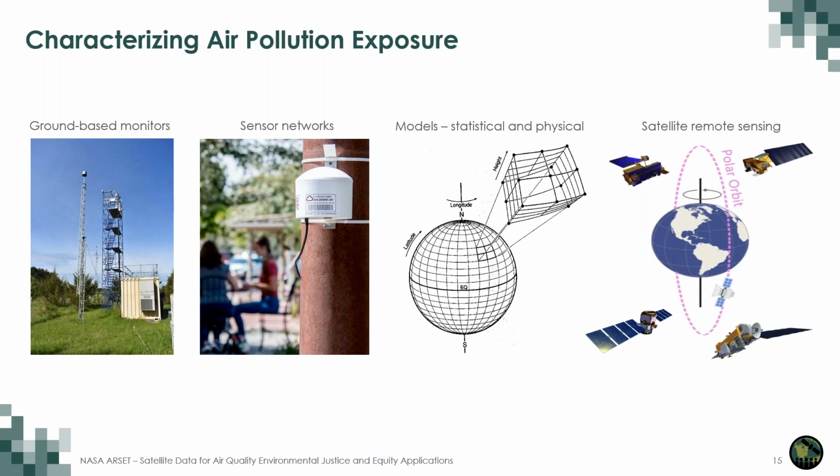Given the benefits and the limitations of ground-based monitoring, as well as the capabilities of the different modeling approaches, today we're going to focus on the role that satellite remote sensing data can have in bridging these data gaps, and especially the capabilities of satellite data when used together with models and ground-based information for investigating air quality in relation to environmental justice.